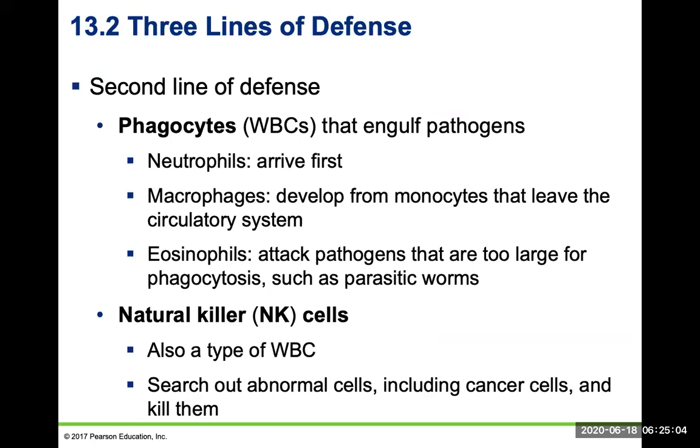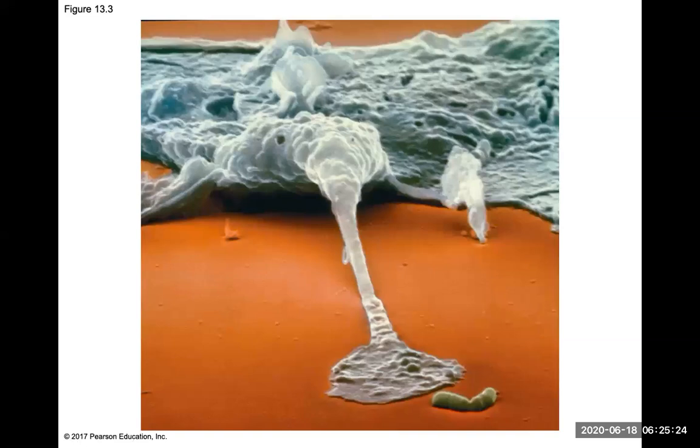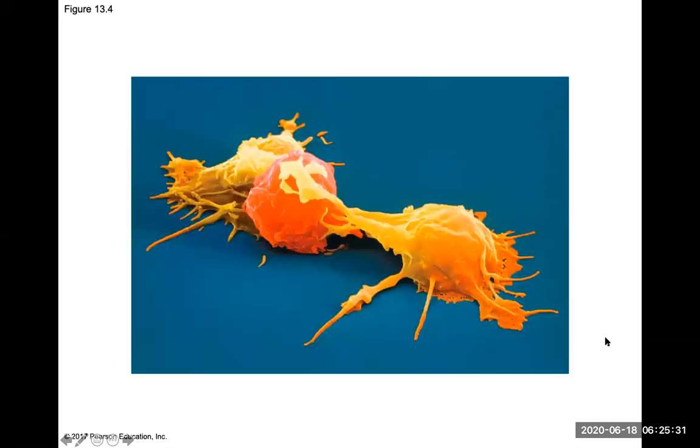Your second line of defense includes phagocytes, which are a type of white blood cell that engulf pathogens: neutrophils, macrophages, and eosinophils, all types of white blood cells that will have a role. And then you have natural killer cells, which will search out abnormal cells like cancer and kill them. So this is a look at a cell getting ready to engulf this little piece of bacteria right here. Another cell engulfing something foreign. Again, it's pretty interesting to see how your body defends itself.